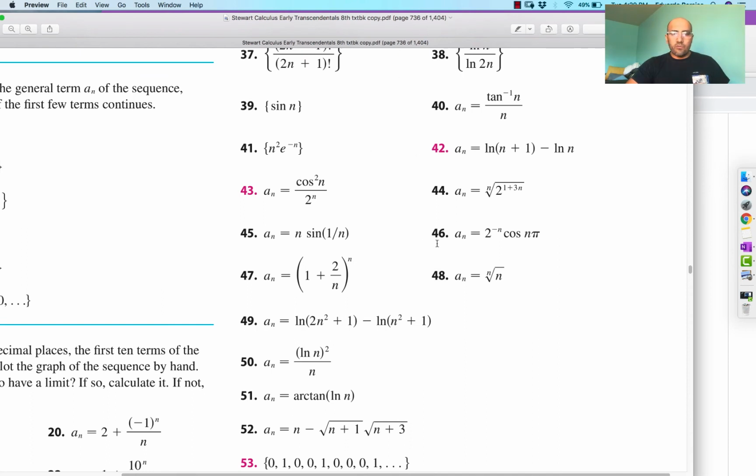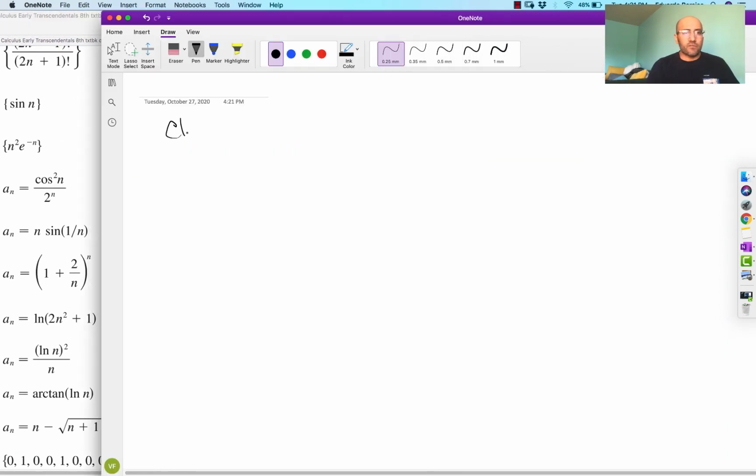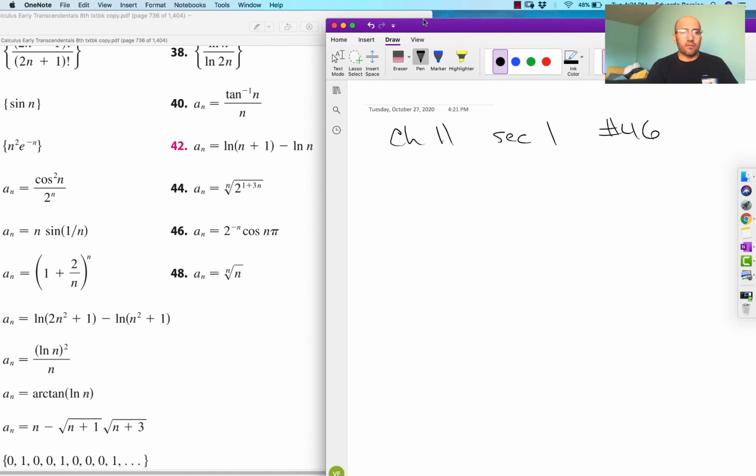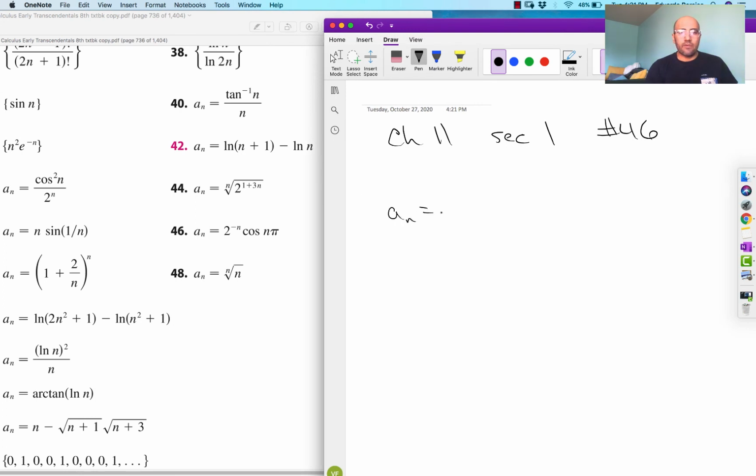All right, let's take a look at number 46. That has an interesting property. 2 to the negative n times cosine n pi. Okay, so let's see. Does this converge or diverge? So chapter 11, section 1, number 46 has a sub n equal to 2 to the negative nth power times cosine of n pi.